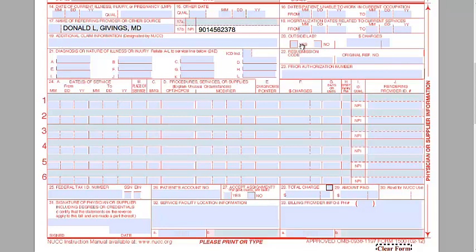Item number 20 is outside lab. This item number needs to be completed. If I mark it yes, I need to put the charges. Otherwise, I can mark it no.